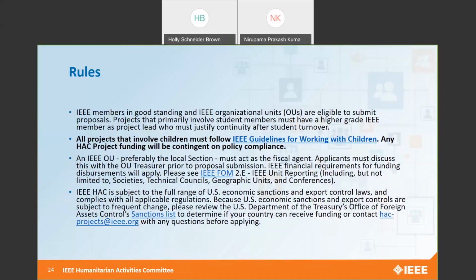We have been implementing more controls. That's because we want to ensure that we are good stewards of IEEE's funding. And so, like Mira mentioned, we do have the guidelines that folks need to comply with in terms of working with children, and also the conflict of interest disclosure. I will note as well that the generic IEEE conflict of interest disclosure does not actually cover all of the situations that arise with HAC, both HAC projects and events.